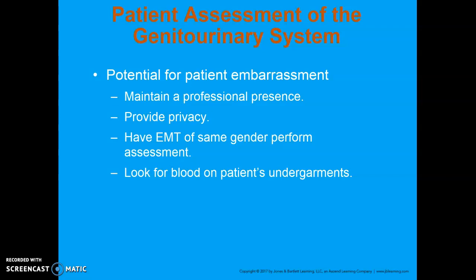When you're assessing a patient, be professional and provide for privacy. If it's at all possible, have a person of the same gender assess that patient. Make sure that you look for blood on underwear because it might give you some clues as to what's going on. And we only inspect the external genitalia.